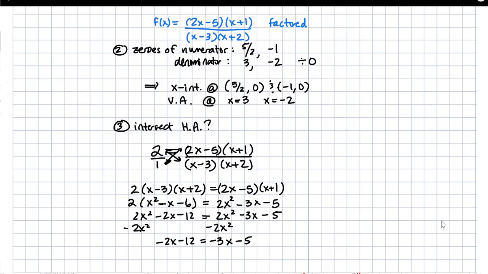And then I isolate my x's. Let's move the numbers to the right and the x's to the left. So if I add 12 to both sides, and add 3x to both sides, I get x equal to 7. Okay, so I get x equals 7 for my intersection of the horizontal asymptote. So at x equals 7, I'm expecting to get the point (7, 2), and we will check that. So we have an intersection at the point (7, 2), and this is going to be a solid intersection because we don't have a hole at x equals 7. So, a little different than the last example.